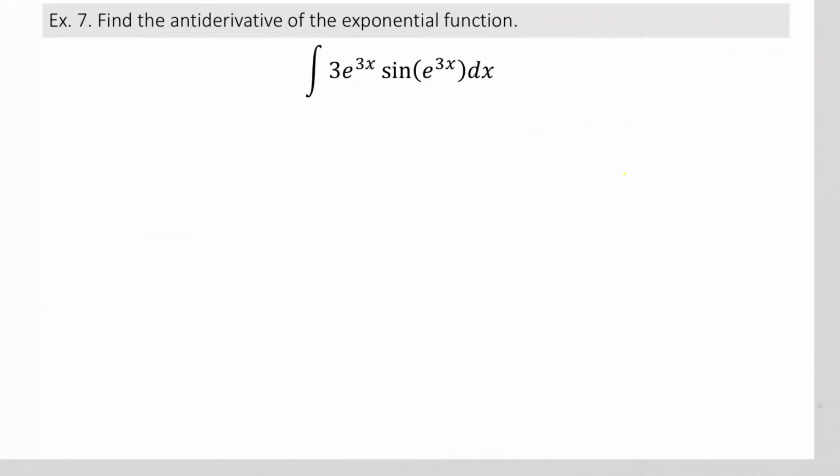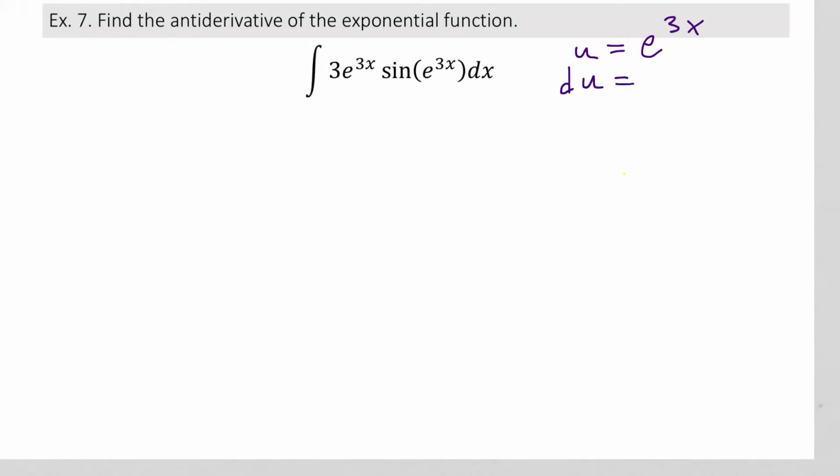Okay, so now let's try another one of these. Trying to figure out, using u substitution, what the best choice for u is. So to start out, let's just say that u looks to be this right here, e to the 3x, the inner function. Sine x would be the outer function, of course. So I've got u is e to the 3x.